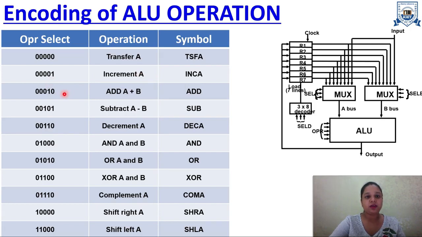For addition, it is 00010. For subtraction, it is 00101. For decrement, it is 00110. For the AND operation, it is 01000. For the OR operation, it is 01010. For the XOR operation, it is 01100. For complement, 01110. For shift right A, it is 1 followed by 4 zeros. Then shift left A, 11100. And these are the symbols. This you must know if you want to write the control word in binary form for any operation.